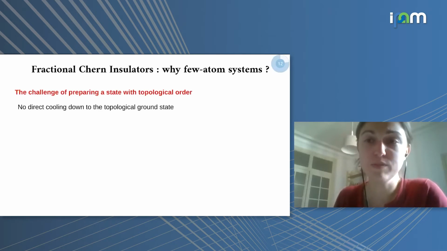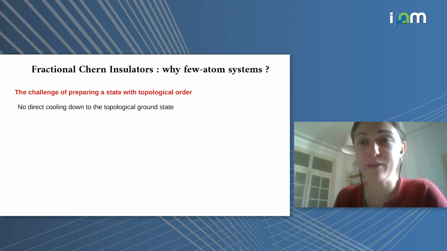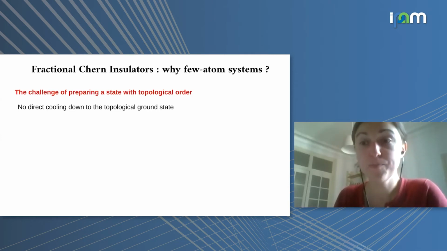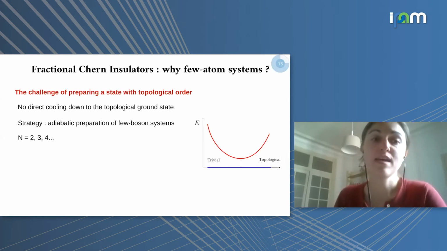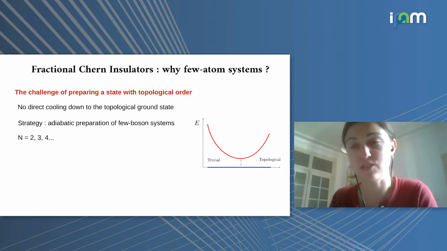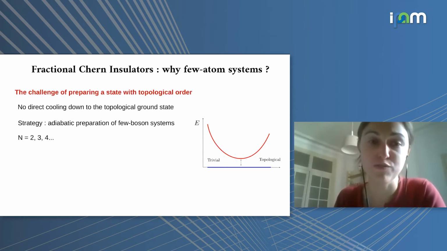And this has to do with the challenge of preparing a state with topological order in cold atoms, because, unlike solid state, there's no way to directly cool down your system to reach the ground state. But typically what you have to do is to follow a path in parameter space. So first prepare a phase that you know how to prepare, maybe a trivial phase such as a Mott insulator, and then adiabatically tune the parameters through a phase transition and towards your topologically ordered phase.